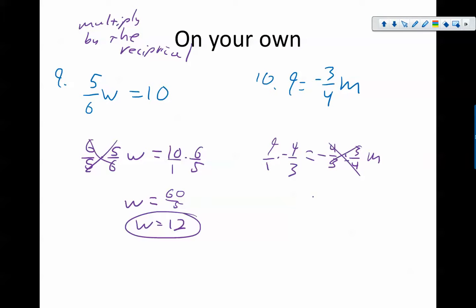On the right-hand side, the fractions cancel, leaving just m. This is 9 times -4, which is -36, and that's divided by 3, or -12.